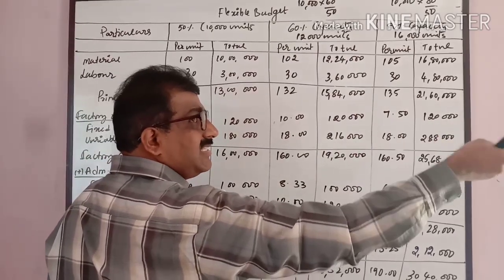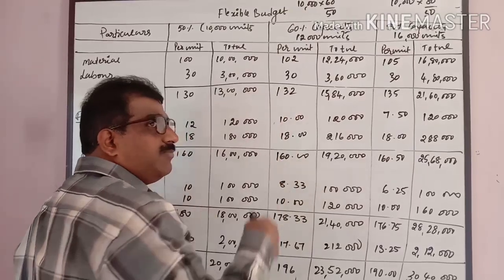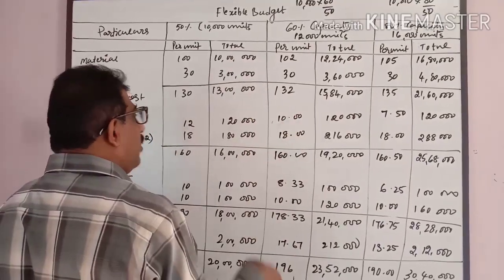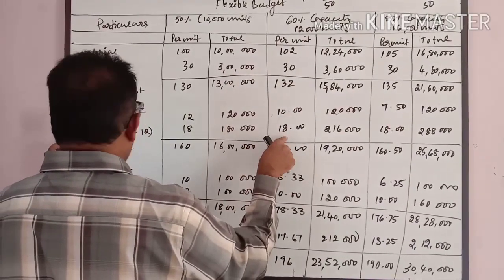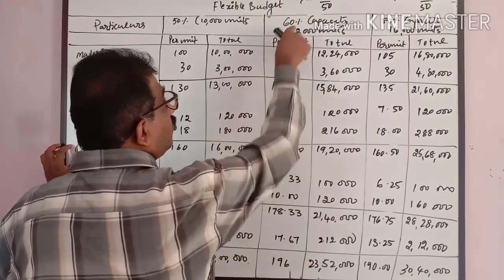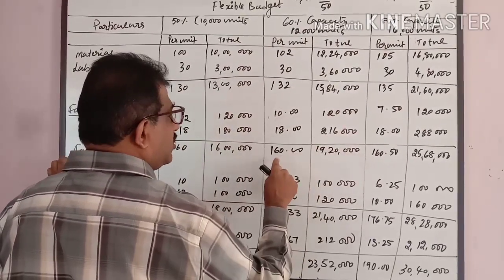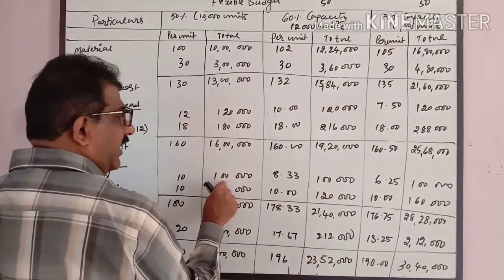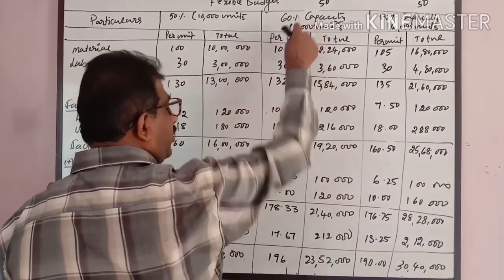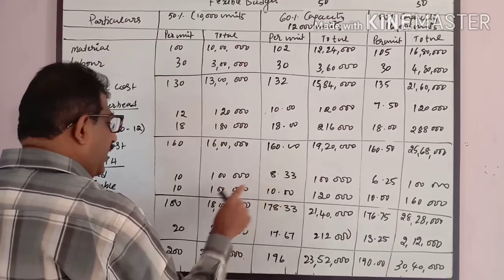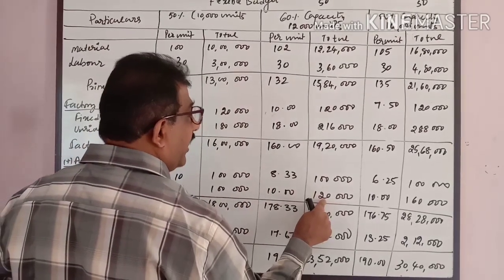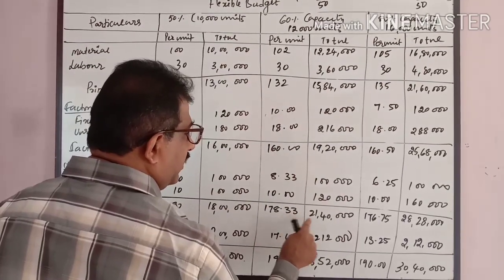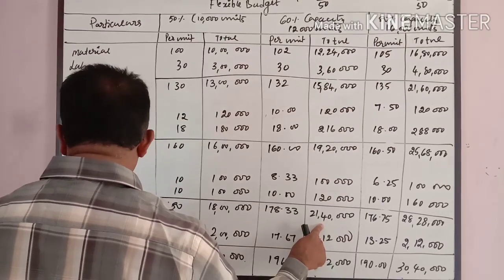As and when you increase the production, fixed cost per unit comes down. When you increase your production, fixed cost per unit will always be less. So variable cost 18 rupees, whatever is given here, 18 into 12,000, 2,16,000. Factory cost comes to 160, 19,20,000. Administration overhead, again fixed 1 lakh is given, total 1 lakh, 1 lakh divided by 12,000, 8.33. Variable cost per unit is same, 10 rupees, 1,20,000. So 1,20,000, then 178.33, 21,40,000 is the total cost.